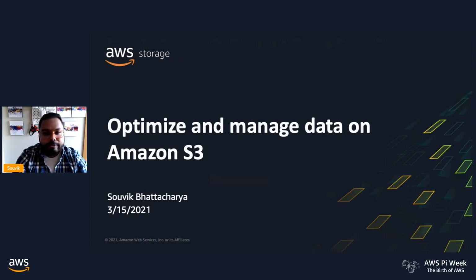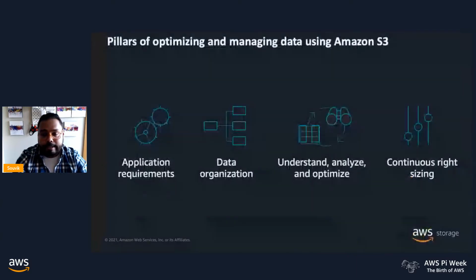Now, when we think of optimizing storage performance and cost on S3, we tend to think in terms of four pillars. The first pillar is defining your application requirements. Understanding what your specific requirements are is key to optimizing performance and costs. For example, your application requirements drive your storage performance and your cost requirements, and you are the best person to understand what these are.